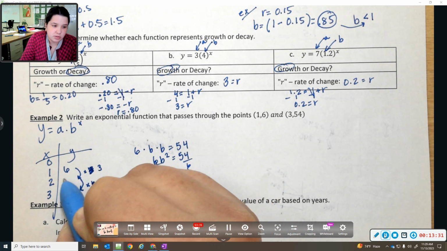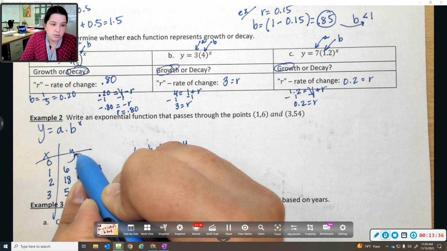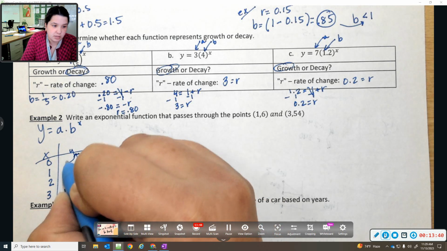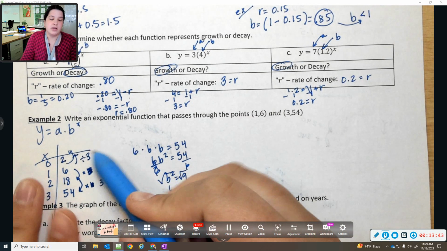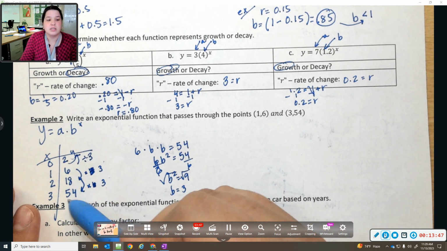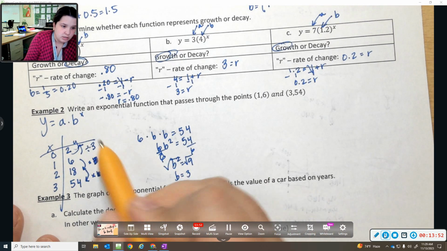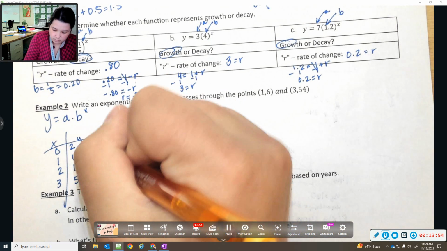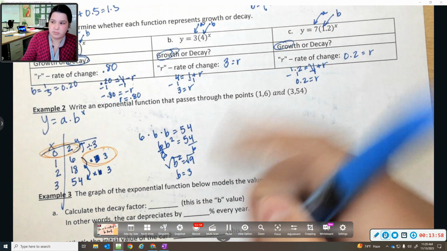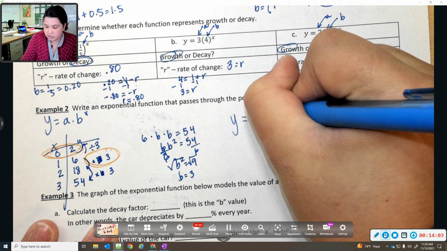So 6 times 3 is 18. 18 times 3 is 54. Well, to go backwards, if we're multiplying by 3, then we're going to divide by 3. So 6 divided by 3 is 2. And if I go forward again, 2 times 3 is 6. 6 times 3 is 18. 18 times 3 is 54. So now we have exactly what we need. We have our multiplier, and we have our initial value. So we're going to take those two things and write the equation, which will come out to y equals 2 times 3 to the x.